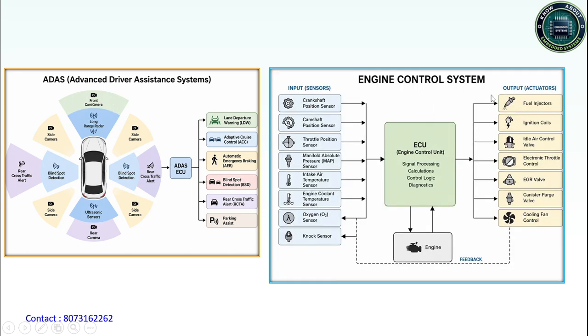Then we have the engine control system. In the engine control system, we use FlexRay for things such as crankshaft, camshaft, throttle position, and so on. The fuel injection, ignition coils, and so on. So FlexRay is a very popular, high-end communication protocol widely used in automotive applications, especially engine control systems, ADAS features, ABS, and so on.